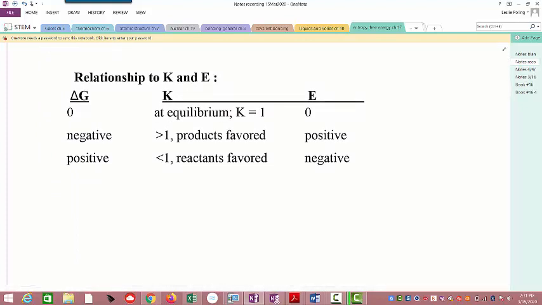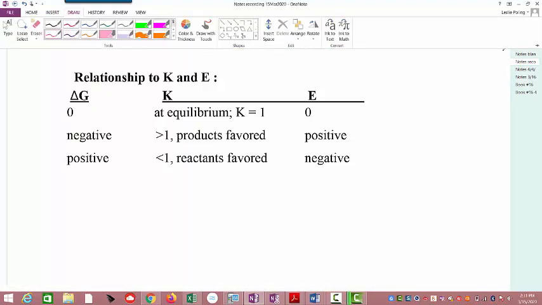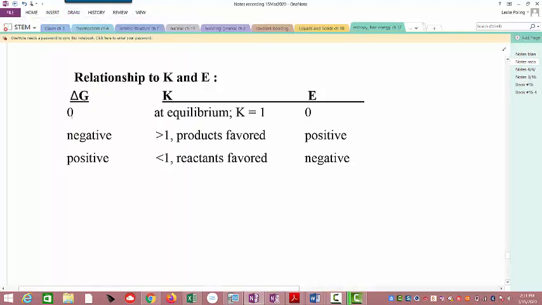Now let's look at our relationship between K, our equilibrium constant, and E. Okay? At equilibrium, delta G is 0, E is 0, and E, remember, is our voltage, it's our electrical potential, okay?